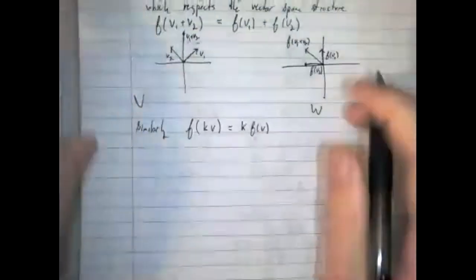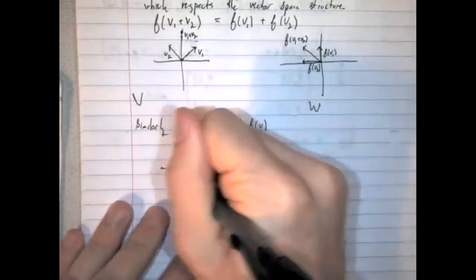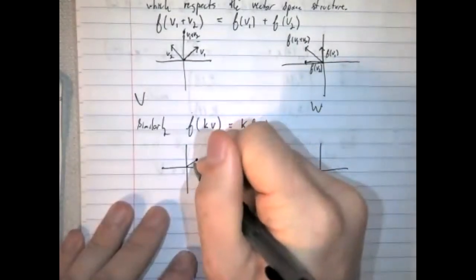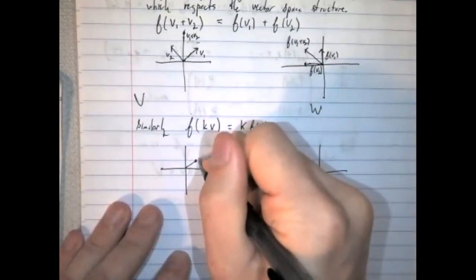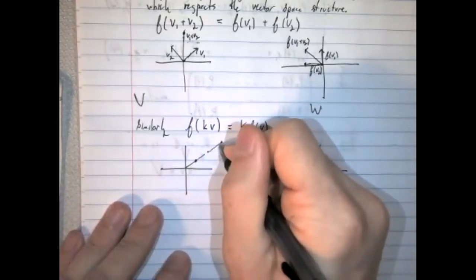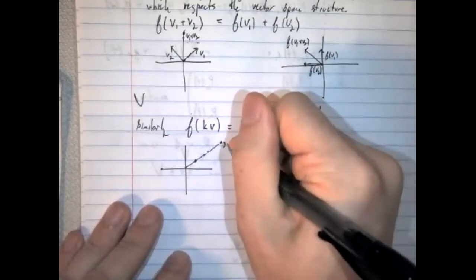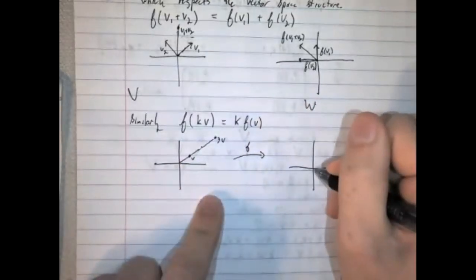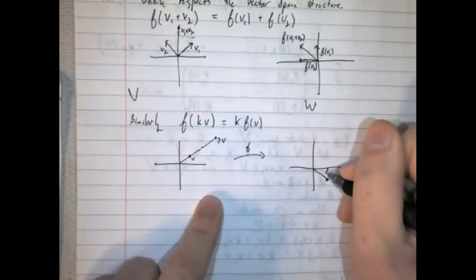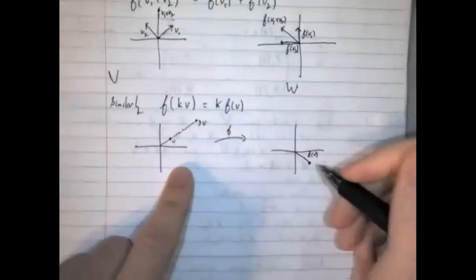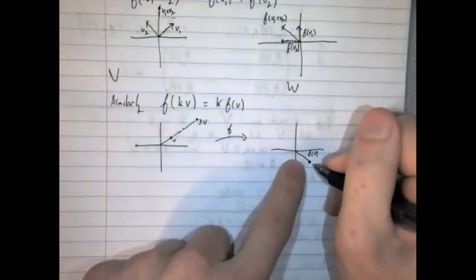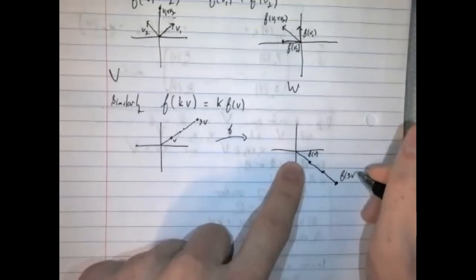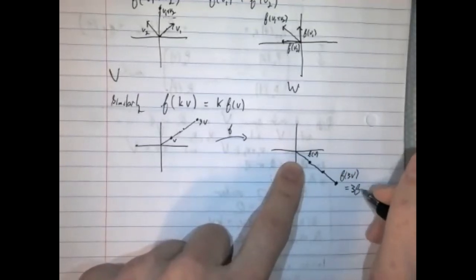So in pictures, essentially this one means that if I start off with some vector and I have, say, 3 times this vector, here's 3v. Well, then let's say this linear transformation sends this vector v to some vector over here. Here's f of v. Well, then f has to send 3v to 3 times this vector. Here's f of 3v, and it has to be equal to 3 times f of v.